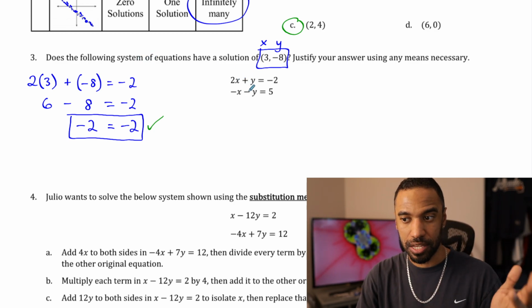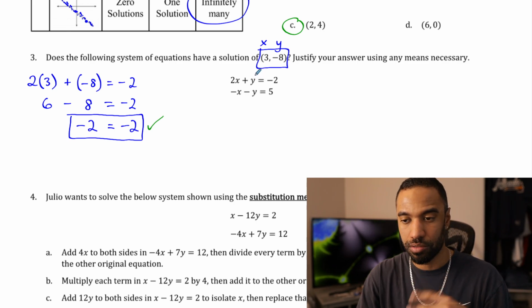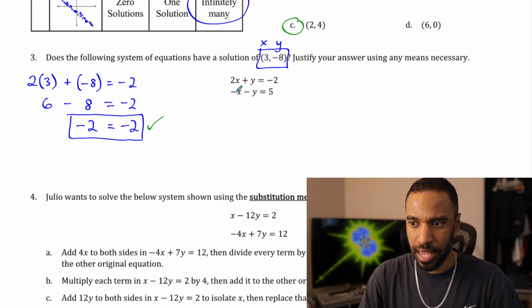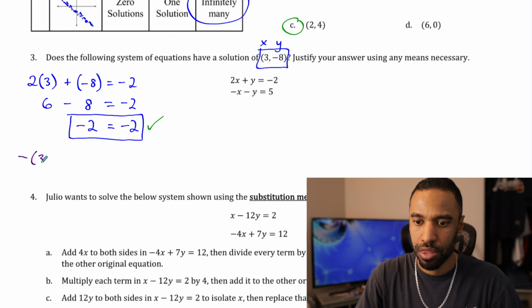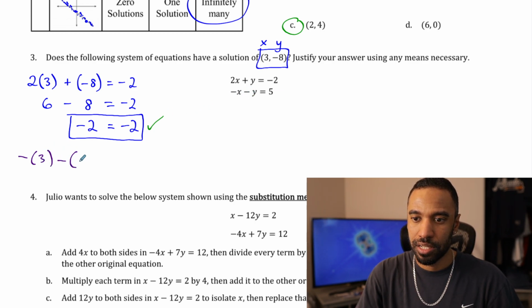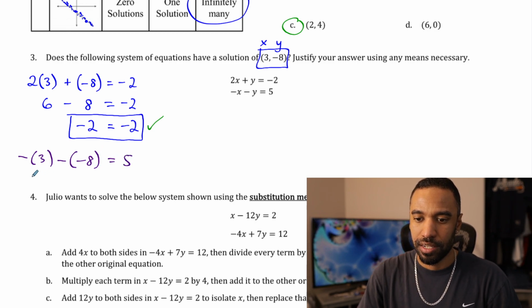And of course, that means that that's where these two points intersect, unless they're the exact same line, which I'll show you later that they're not. Here's the other one. -8 minus y equals 5. That is -8, -x. That's -3 minus -8 equals 5.